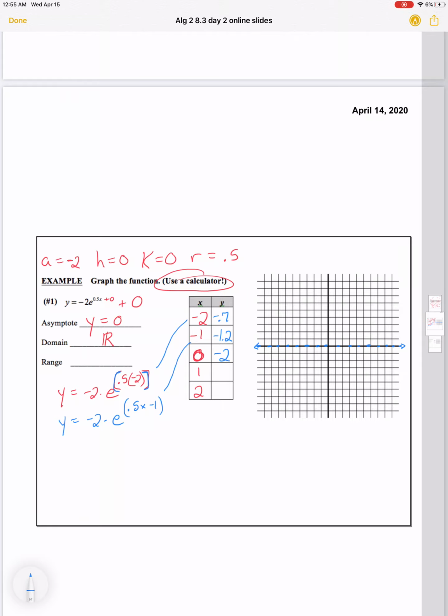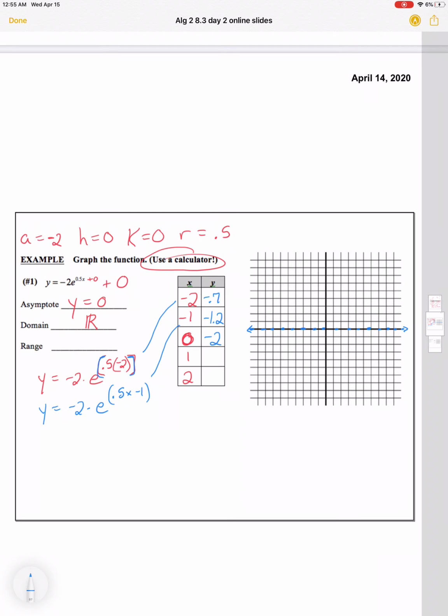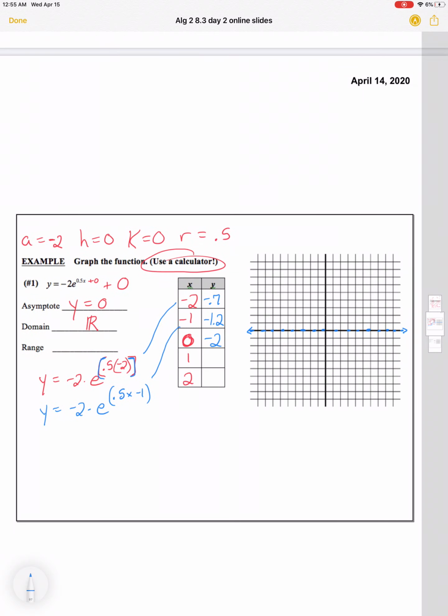Okay, and then just to save time, when you plug in 0, you would get -2. When you plug in 1, you would get -3.3. And when you plug in 2, you would get -5.4.